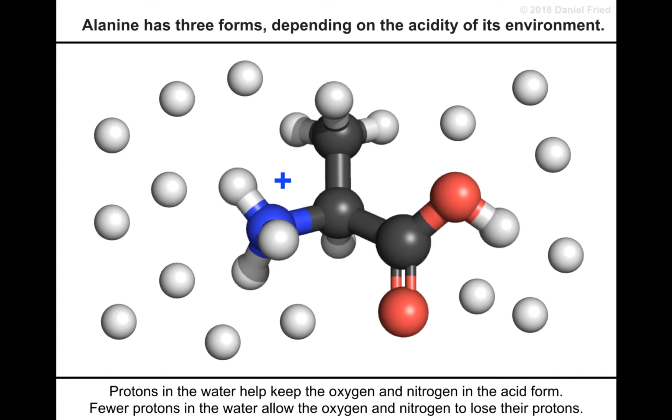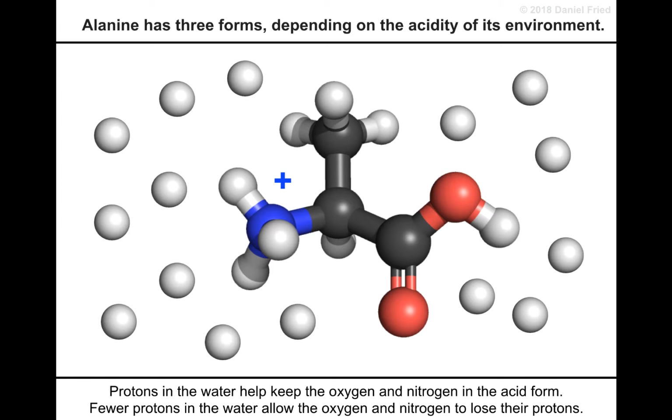So if we have a very acidic environment, like we see here, we're going to have a completely protonated amino acid. That means that the nitrogen is going to be positive charged, and it's going to have 4 bonds. 1 extra proton is added, so that's the acid form. And also the oxygen on the right side here is going to also be protonated. It's going to have 2 bonds. That's the acid form of that group on the right side there.